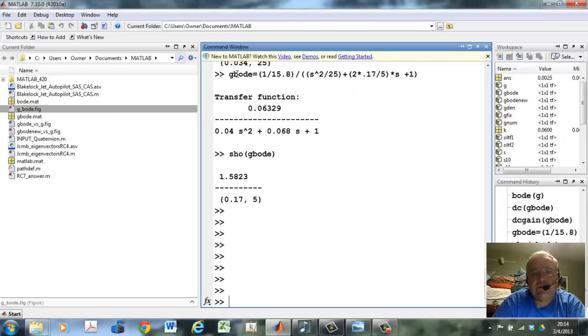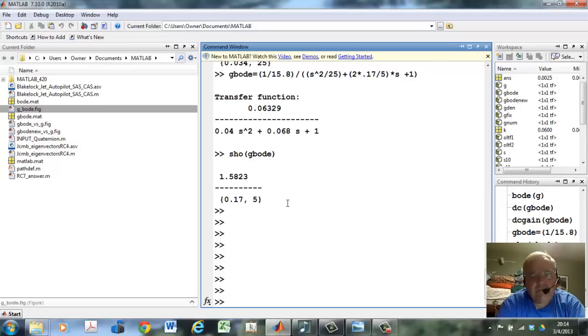Put that transfer function into a variable called G Bode, and here's my gain, and then it's over s squared over 25 plus 2 zeta over omega n times s plus 1. And that gives me my second order transfer function with damping of 0.17 and omega n of 5.